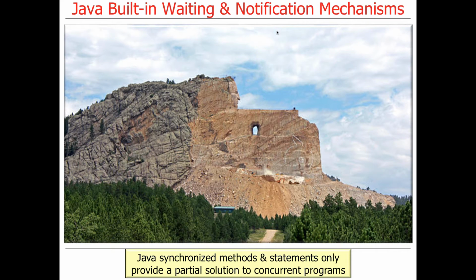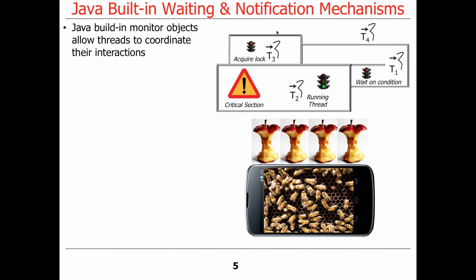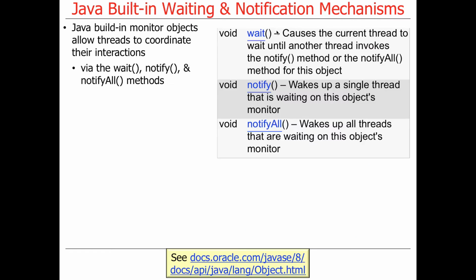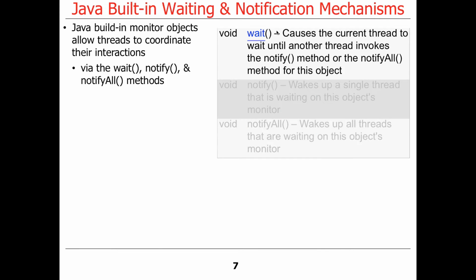So as we saw before, the synchronized methods only got you so far, right? They avoided race conditions, but you'd end up spinning, and therefore your solution had deficiencies, particularly performance deficiencies. Built-in monitor objects to counter this provide you a few extra things, and they allow threads to coordinate their interactions. And they do this via the wait, notify, and notify all methods. As you'll see, wait is used to cause the current thread to wait until another thread invokes the notify or notify all method for this object.